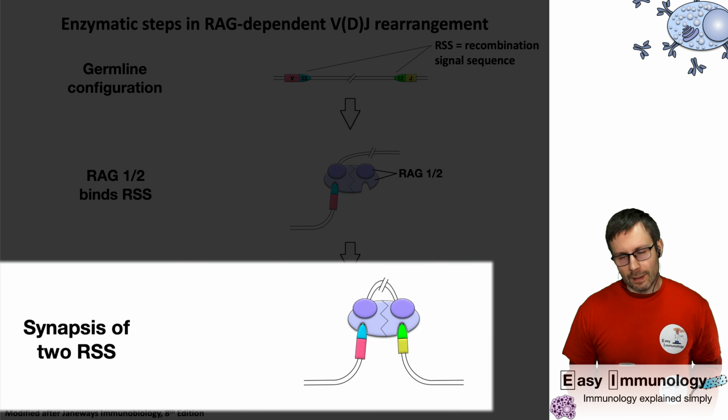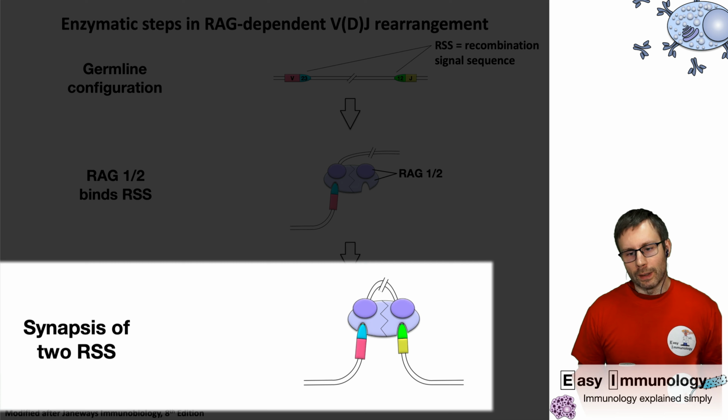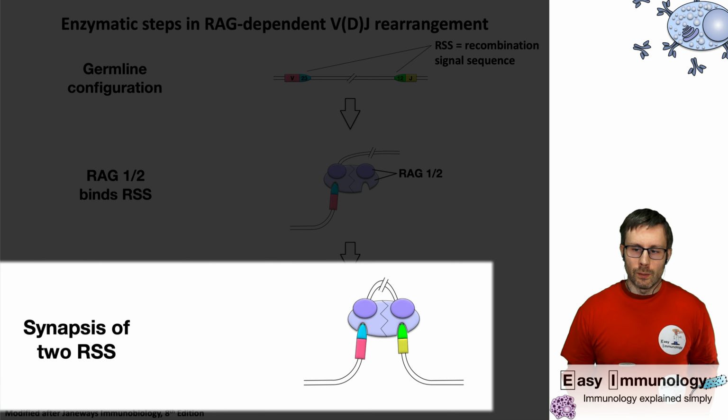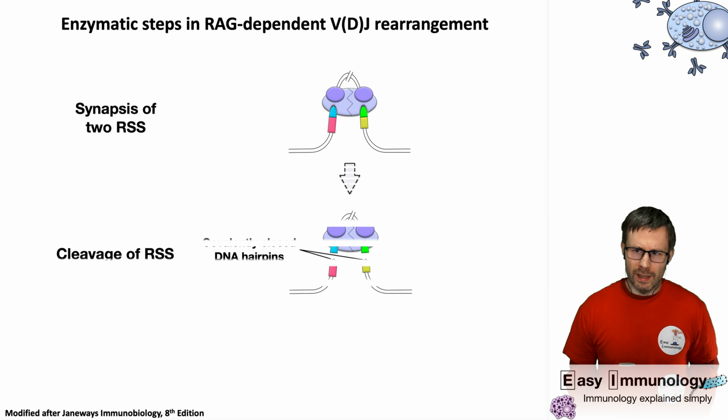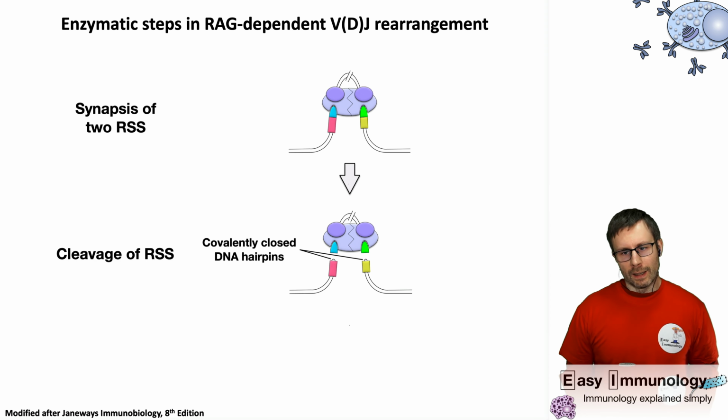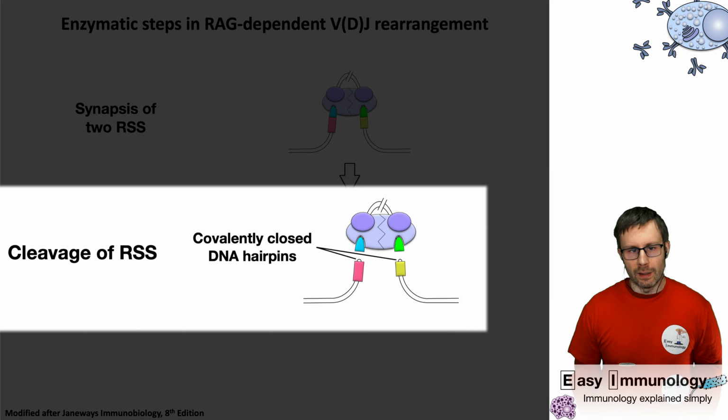This bringing 2 RSS stretches together is called forming a synapse. So from this synapse, the Rag molecule then cleaves the RSS off, and the RSS stay attached to the Rag protein, and the segments that we want to combine in this process are separated.